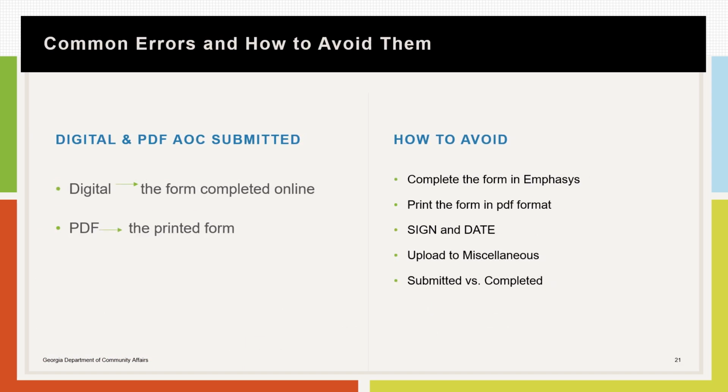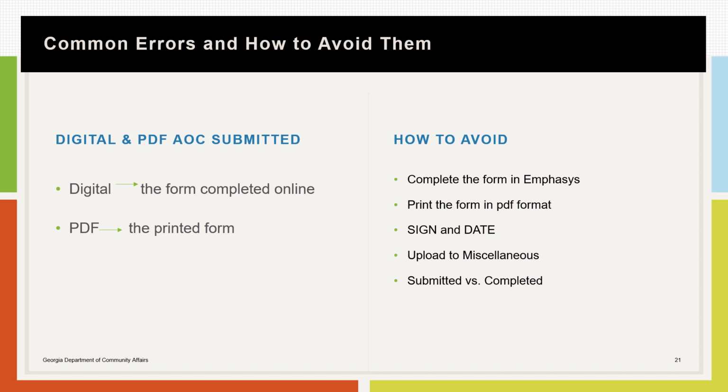So again, there's a difference between the digital form and the PDF form. So how do you avoid this error? Well, the digital version is the form that's completed online. The PDF version is the printed form. So make sure that you complete the form in Emphasis, that's completing the digital version of the AOC. Print the form in PDF format to get the PDF version of the AOC. Sign and date the printed form. The owner, developer, partner signs and dates the printed form, and then the printed form gets uploaded to the miscellaneous folder in the Emphasis certification portal.